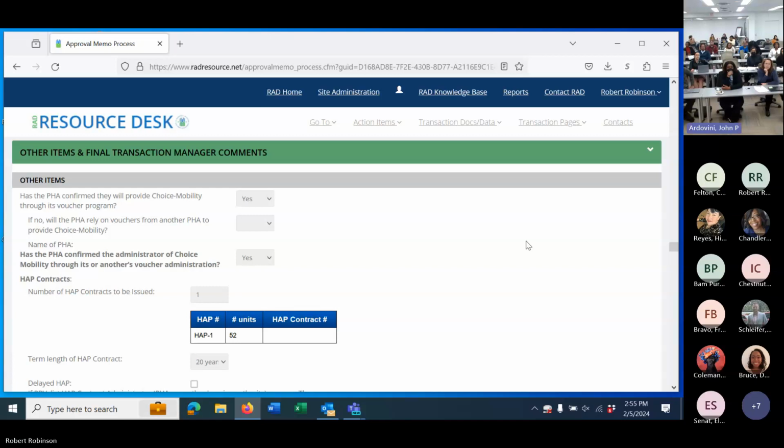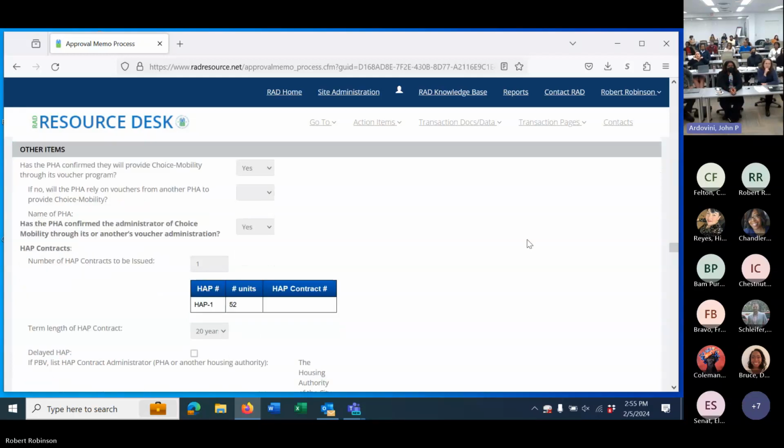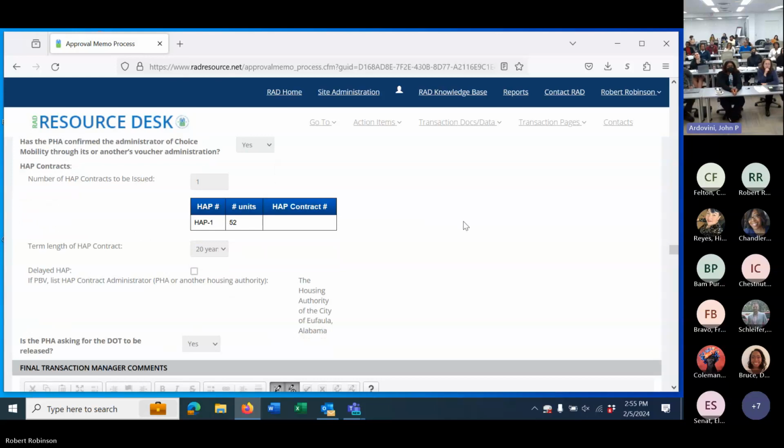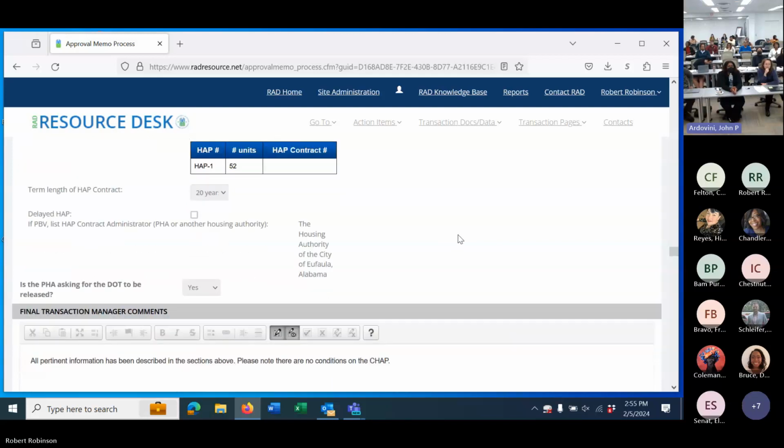So Onwa spoke a bit to the choice mobility requirement. So I'm not going to hit that anymore, I think. But this is the section where you would capture that information, where they're asking if the PHA has a voucher program and all that. And then we would come to the term of the HAP contract. We also would speak to whether they're requesting a DOT removal with the release with the transaction. So we have a yes there.